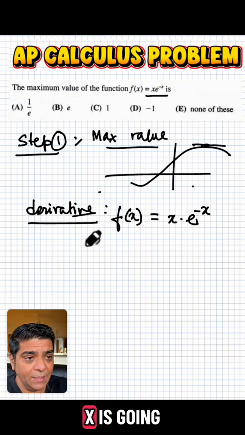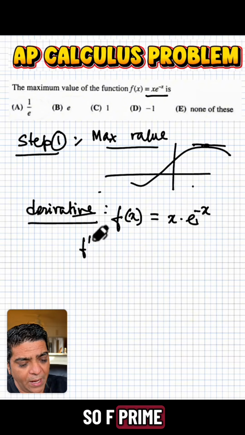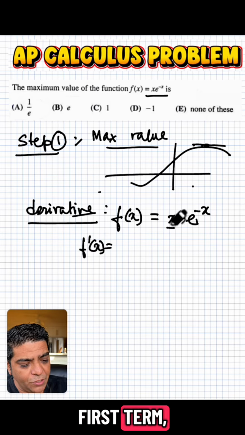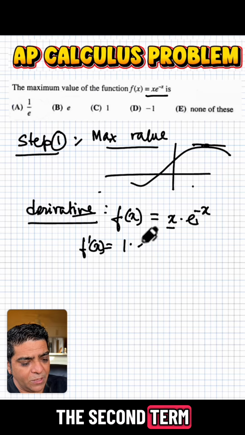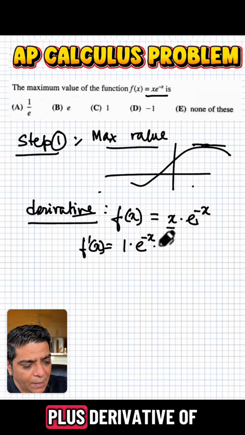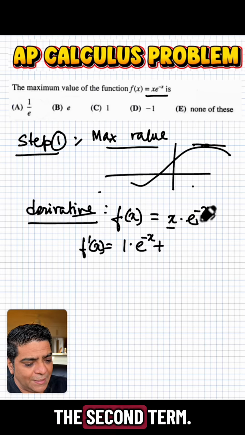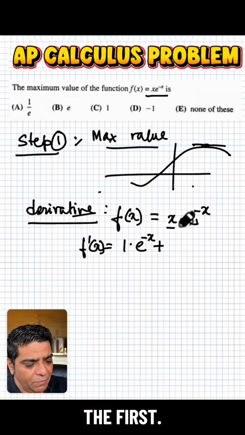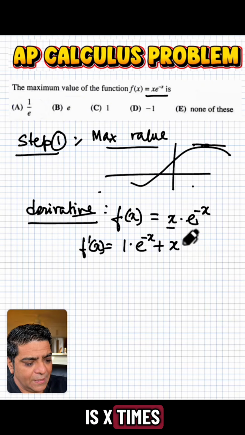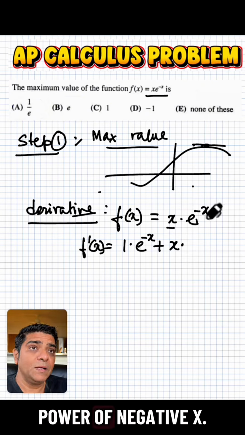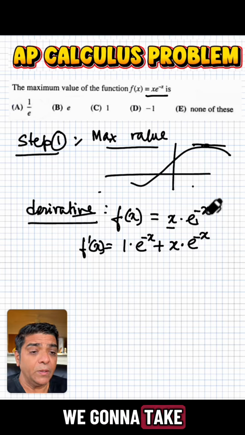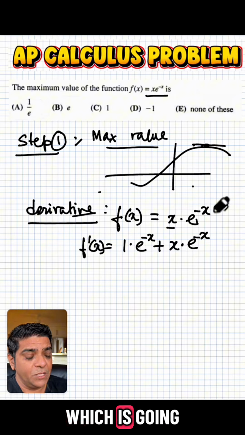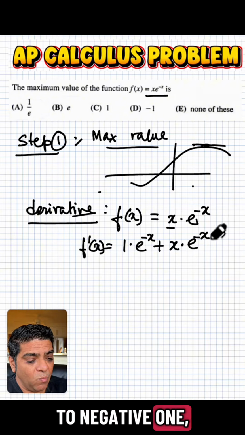So f prime of x is derivative of the first term, which is 1. Derivative of x is 1, times the second term, e to the power of negative x, plus derivative of the second term multiplied with the first. So the first is x times derivative of the second term, e to the power of negative x. The derivative of that is e to the power of negative x. And then by the chain rule, we're going to take the derivative of the negative x, which is equal to negative 1.